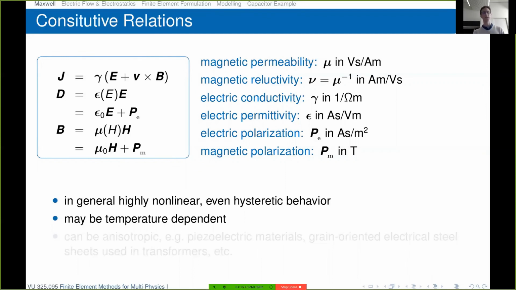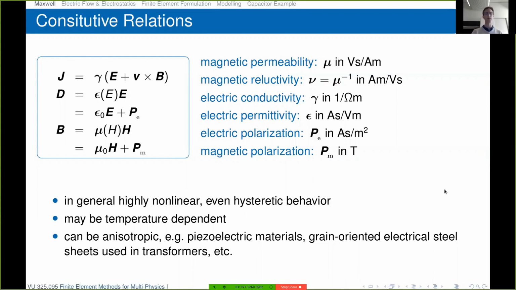Also, the constitutive relations may be temperature dependent, so this will lead to a coupling to the thermal field, which we will not consider in this course, however. And in general, these relations are anisotropic. For example, for piezoelectric materials or grain-oriented electrical steel sheets used in transformers, we actually have to relate the two vectorial quantities of field density and intensity by a tensor of rank 2.